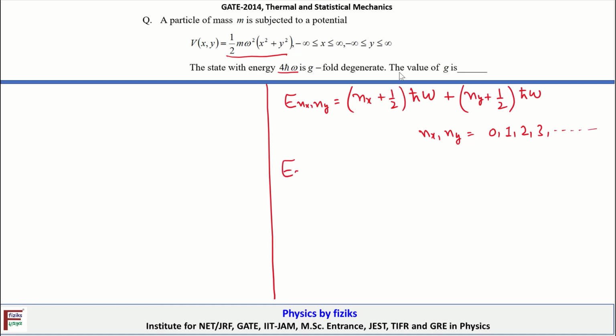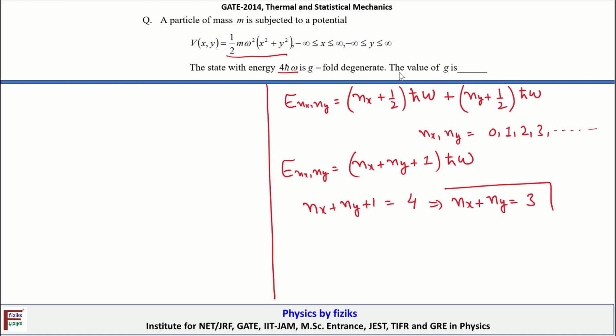So this energy spectrum can also be rewritten as E(Nx, Ny) equal to Nx plus Ny plus 1 times h cut omega. We are given the condition that Nx plus Ny plus 1 should be equal to 4, so that the energy is 4 h cut omega. This implies that Nx plus Ny equals 4 minus 1, that is equal to 3.